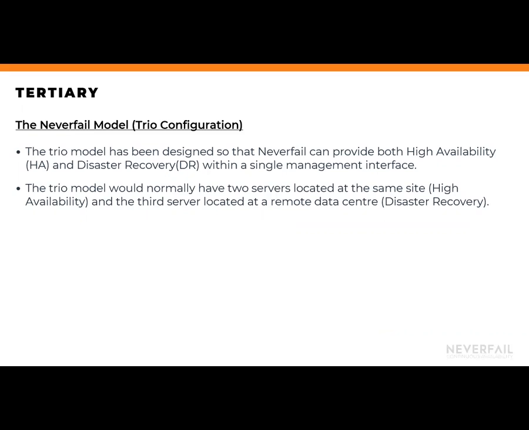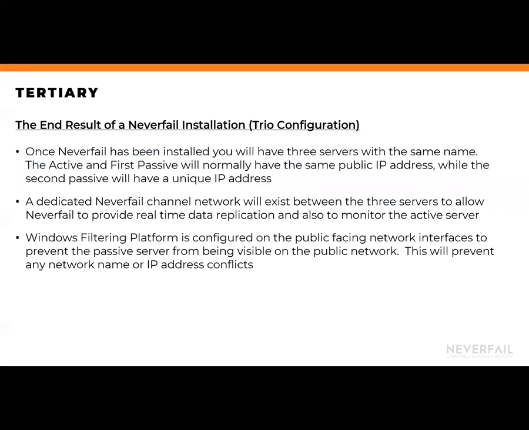So trio is basically a modified or hybrid version of HA and DR. This model is designed to have two servers located in the local data center for high availability, and then there's one at a remote location for disaster recovery. So the end result is that you'll have three nodes in your cluster. The active and the passive will have the same IP address, but then you'll have a third copy at a remote data center that will have a unique IP address.